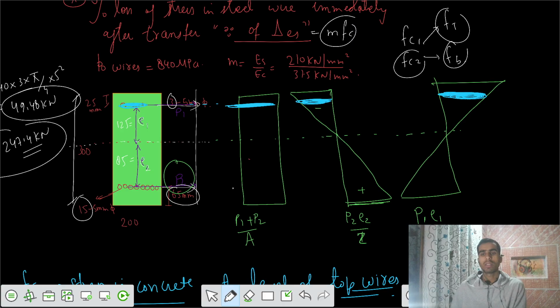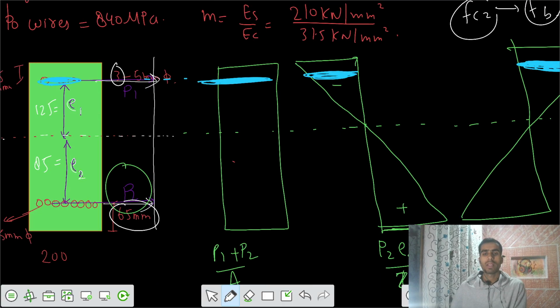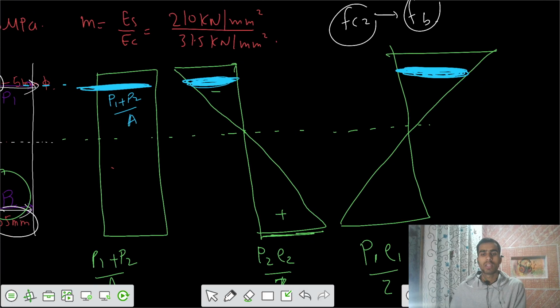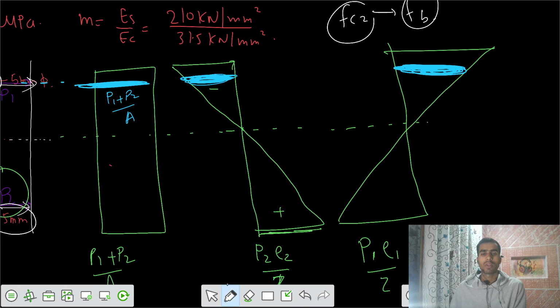Can you tell me what are the values here? This value is P1 plus P2 divided by A, and this one is the moment of P2 E2. And what is the eccentricity for this location? What is the value of y? Is it E1? I think it's E1. We are calculating stresses at the location of y equals E1. That's My by I.